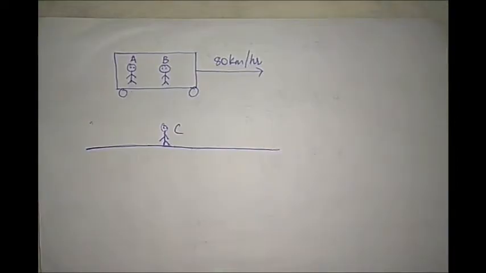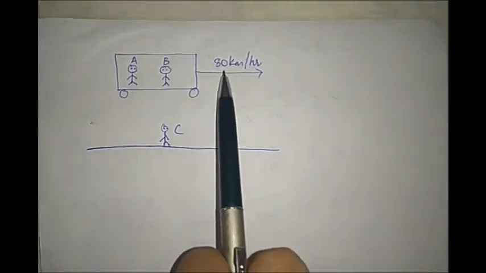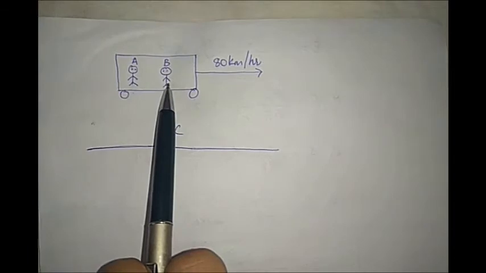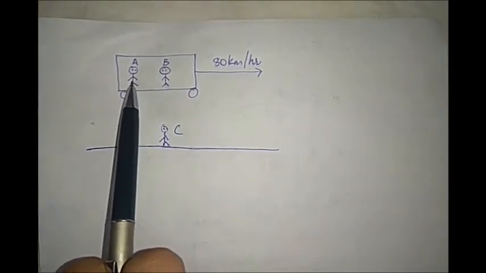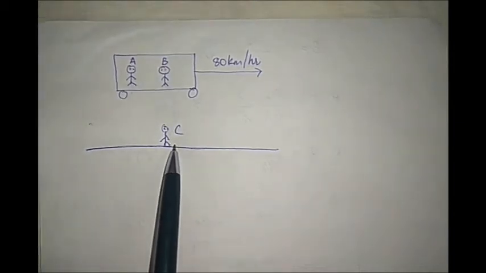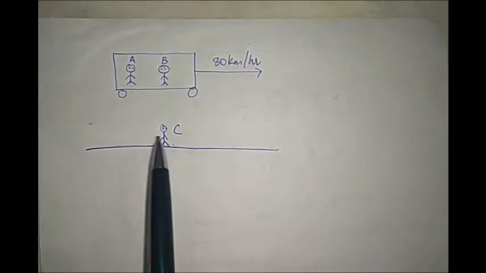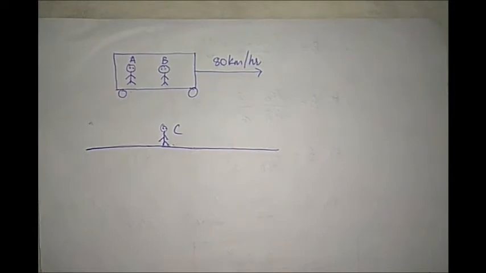Say, for example, two friends A and B are inside a moving train which is moving at a speed of 80 kilometers per hour. Now, when A looks at B, A will see B at rest. Likewise, B will see A at rest. But with respect to some other person C who's standing on a platform, say, for example, both A and B are moving.